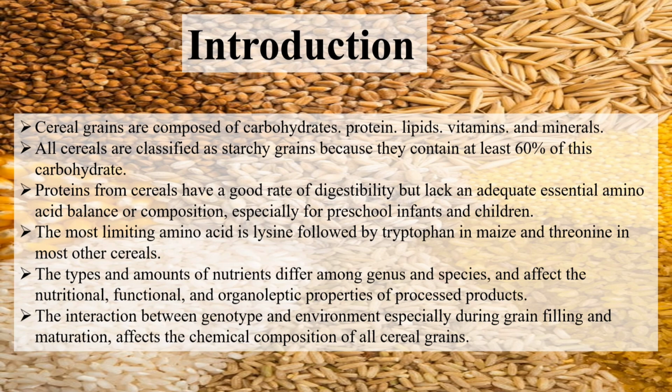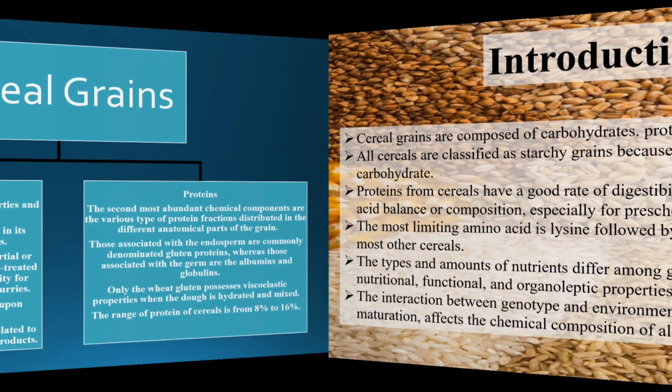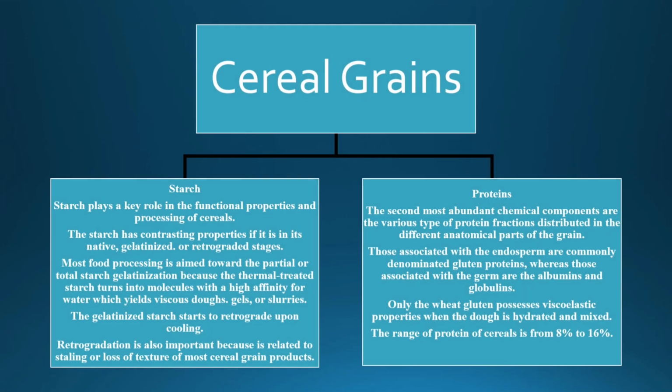The types and amounts of nutrients differ among genus and species and affect the nutritional, functional, and organoleptic properties of processed products. The interaction between genotype and environment, especially during grain filling and maturation, affects the chemical composition of all cereal grains. Cereal grains mostly contain starch and protein.